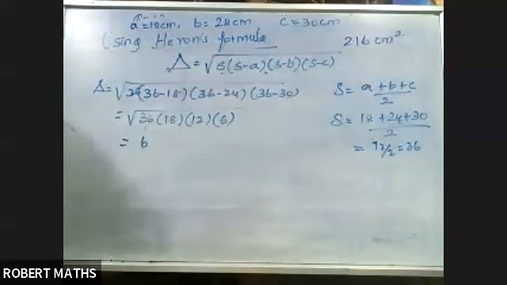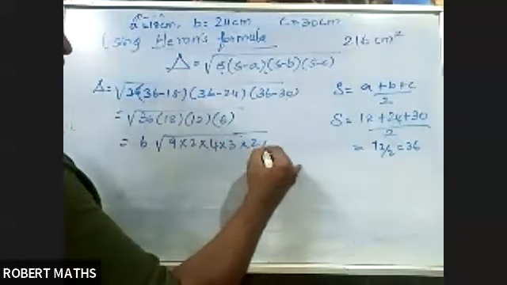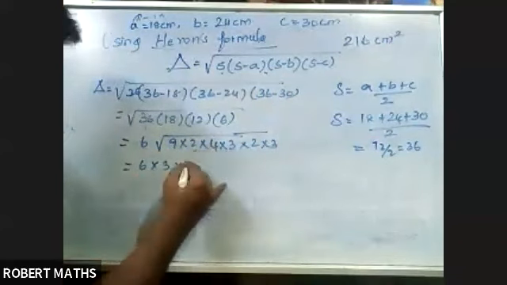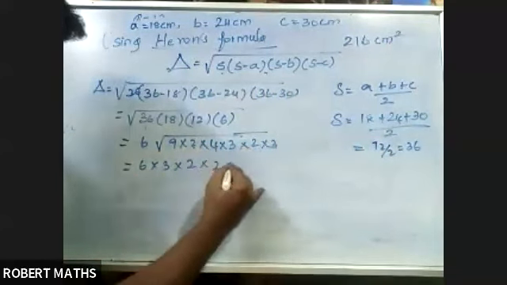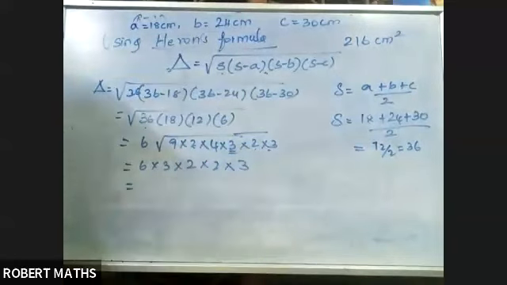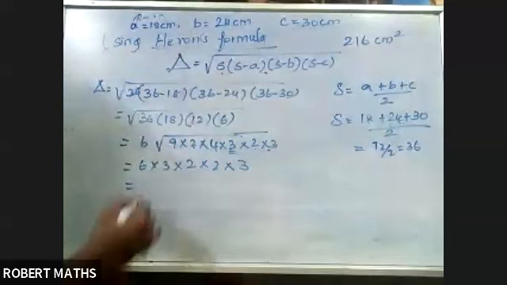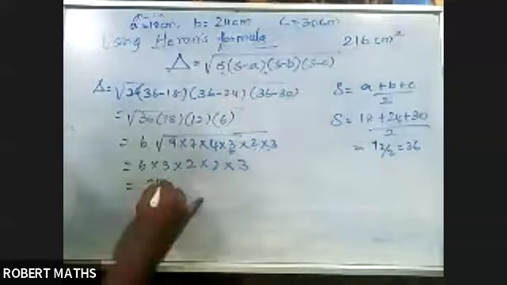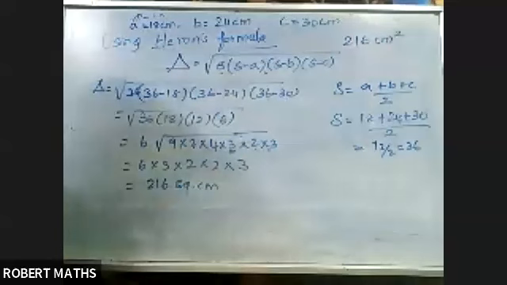We'll get 6, right? So which is equal to the root of 9 into 2 into 4 into 3 into 2 into 3. Square root of 9 is 3, square root of 4 is 2, and the 2s you can take 1. These are basic fundamental principles. Now you multiply: 6 3s are 18, 18 2s are 36, 72. 72 into 3 we'll get 216. That is the answer, square centimeter.